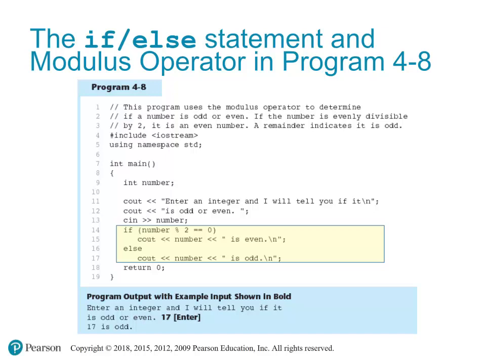The program uses an if-else statement to check the result of number modulus 2. So if the number is even, it prints this number is even. And if the number is odd, it will print the value stored in the number, then say is odd. So the number modulus 2 equals 0 will be evaluated. If it is true, the number is even. If it is false, the number is odd.